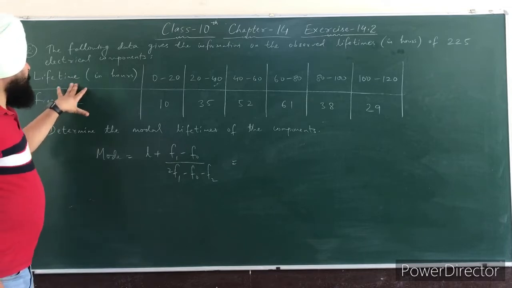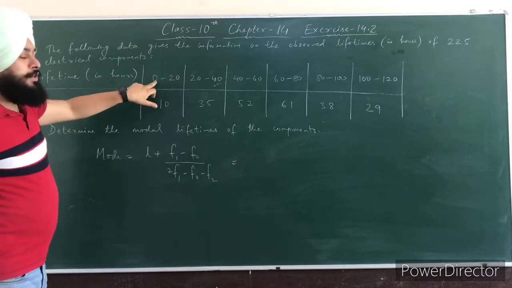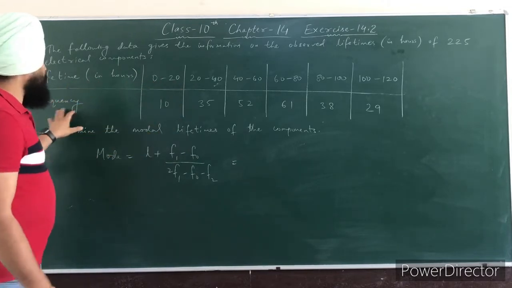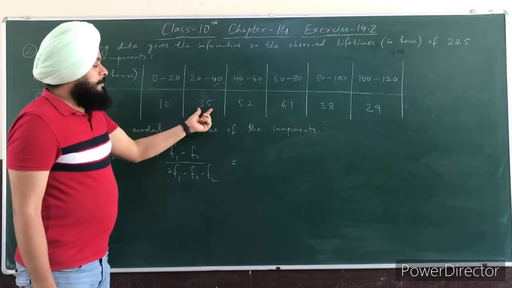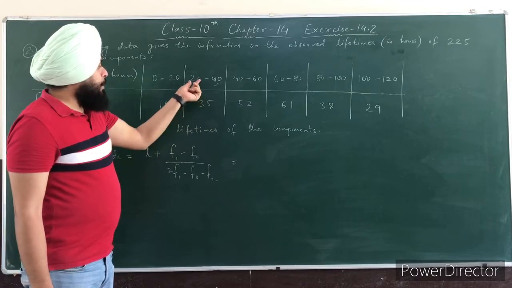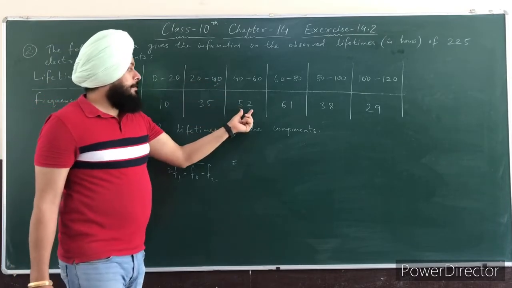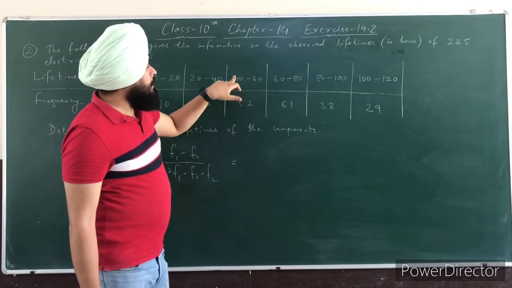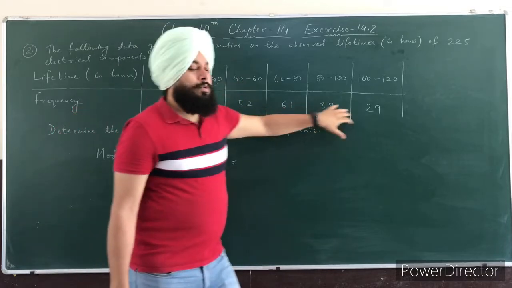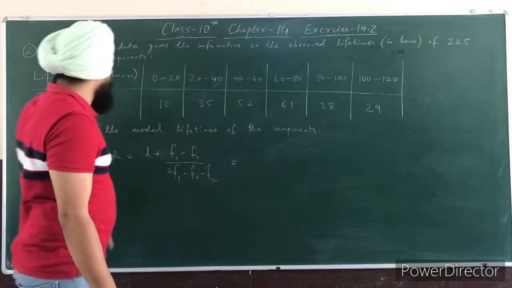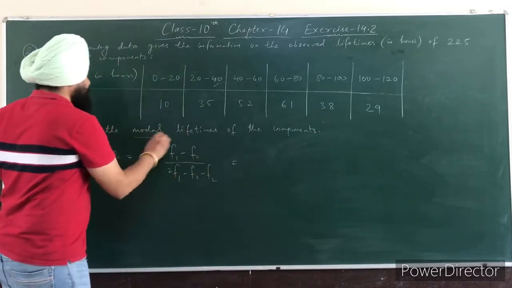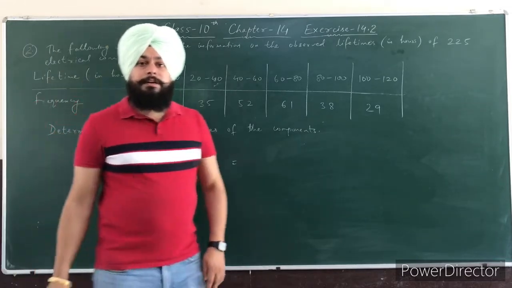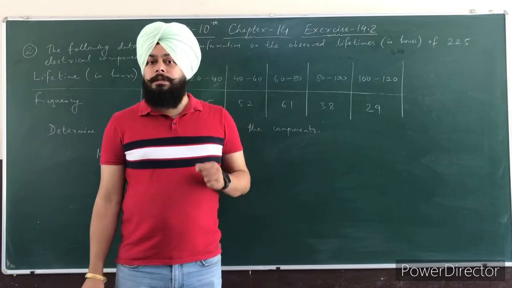So the lifetime in hours is starting from 0 to 20 hours. So there are how many electrical components? 10. 35 electrical components having lifetime of 20 to 40 hours. 52 electrical components having lifetime from 40 to 60 hours, and so on, given in this table. So determine the modal lifetime of the components. Modal lifetime means you have to find the mode for this data.